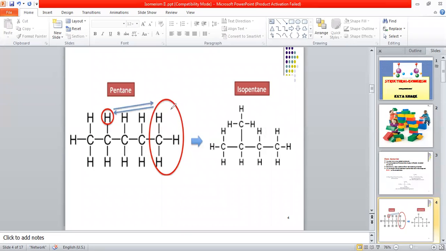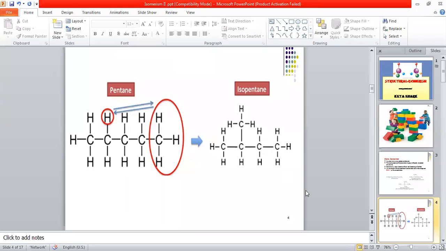Here you can see this methyl group, it will come to this side. It will attach to this carbon atom, and this hydrogen atom will be attached to this carbon atom. Okay. So this one was about our chain isomerism. So hopefully you will understand this thing.